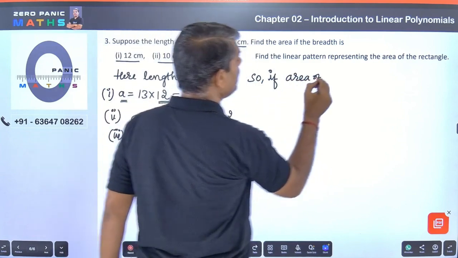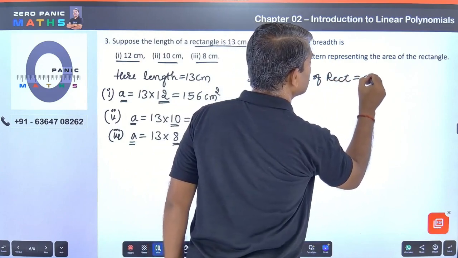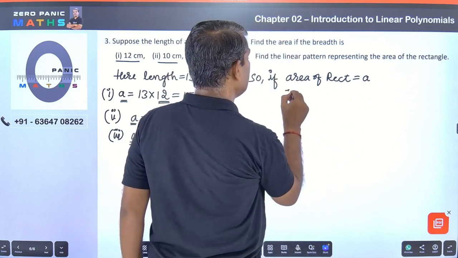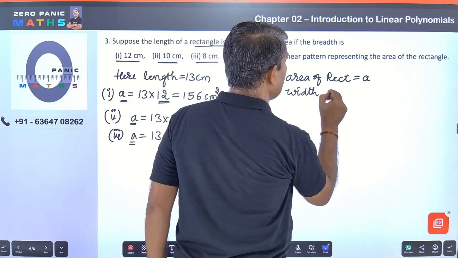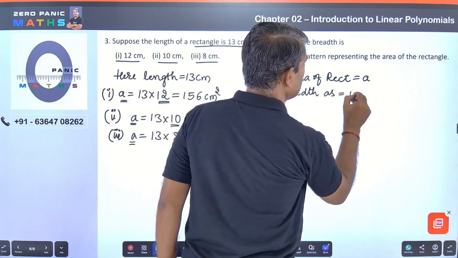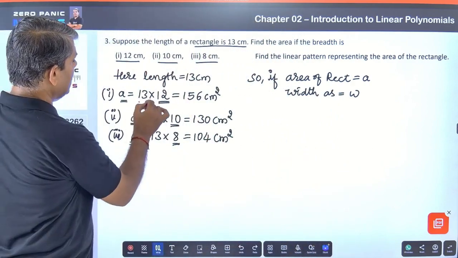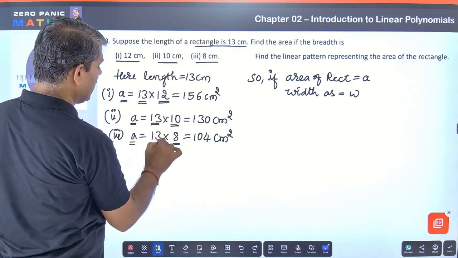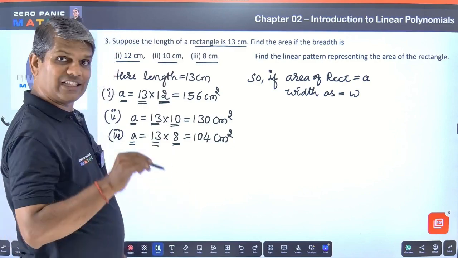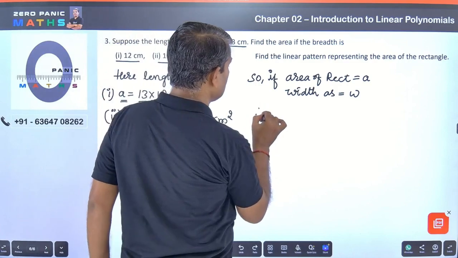It is the area of a rectangle. Area of rectangle is A and width as W. If we represent width as W, you can see that according to this problem, length is fixed, which is 13. So 13 length into W, that is area.